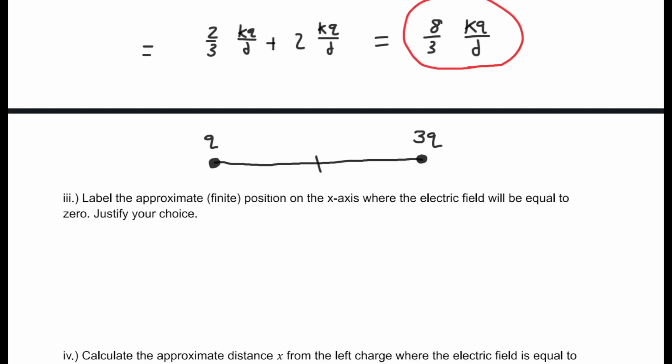So that means that we need to increase the distance from the 3q and compensate by giving the 1q less distance so it can have an equalizing force. That means that the position of interest would be right here, somewhere closer to the q than the 3q.